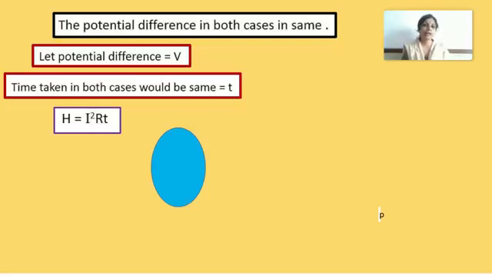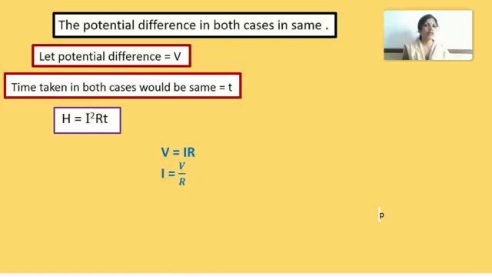Our formula for heat generated is H = I²RT. So let's make use of this formula and see what we can substitute. You all are aware that according to Ohm's law, V = IR. So I = V/R.